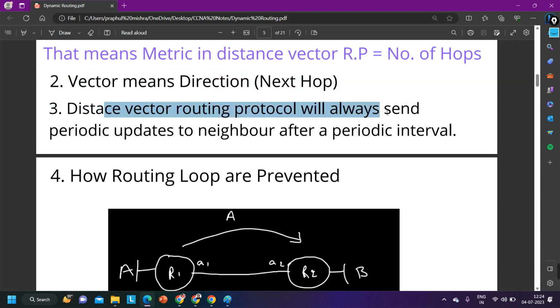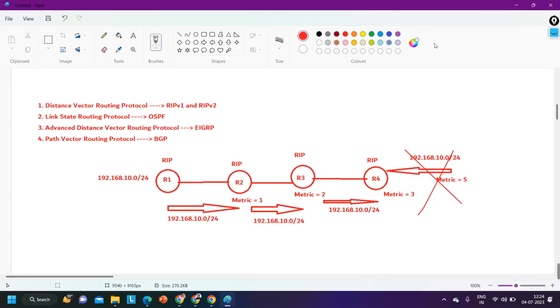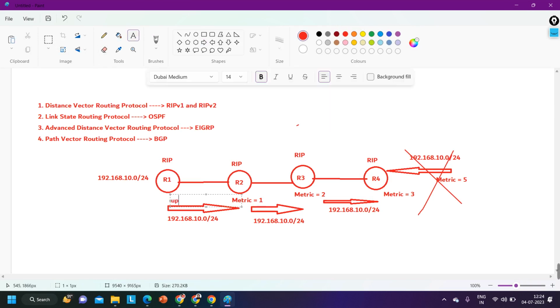Distance vector routing protocol always sends periodic updates to their neighbor after a periodic interval of time. What is the meaning of it? Periodic update means it will send one update after a specific interval of time. See, router 1 sends an update message to router 2. In the update message, it has the 192.168.10.0/24 network. Now router 2 has knowledge that this network is reachable via router number 1.